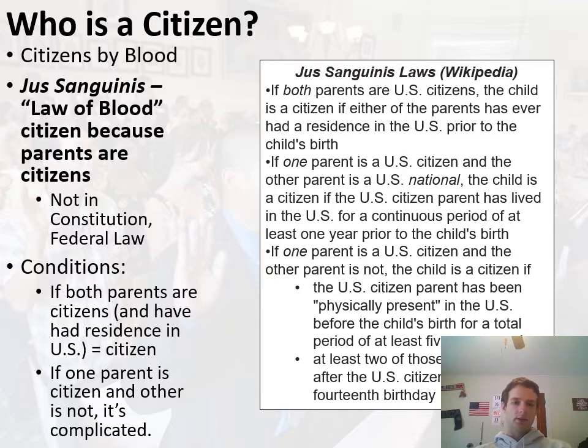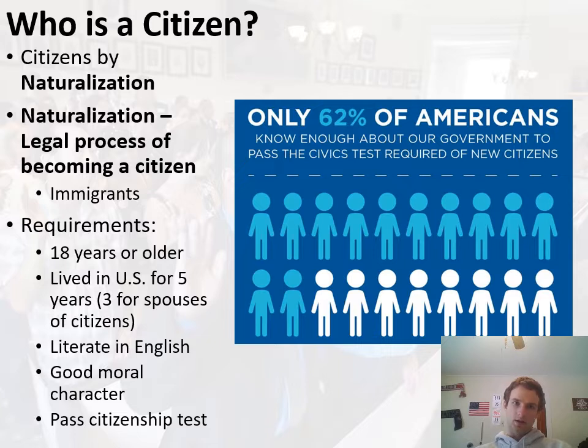Basically, what I have down there on the bottom left is if one parent is a citizen and the other is not, it gets complicated. And to try to make it just a tad simpler, basically if you live here or if you're both physically present in the picture, then it's more likely that you're a citizen. If you're not present, if you don't live in this country, the odds greatly decrease. All right.